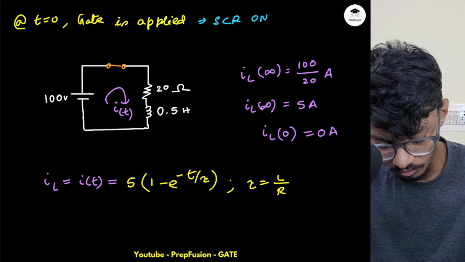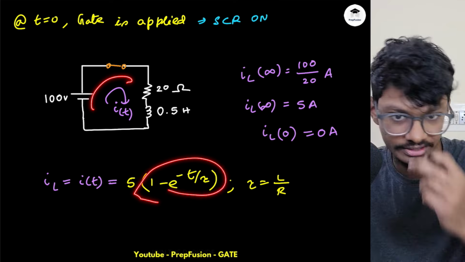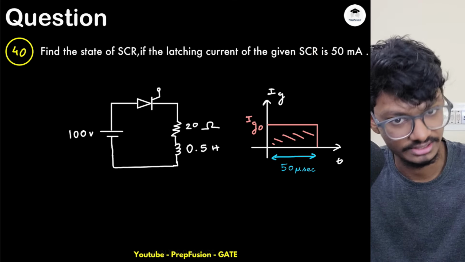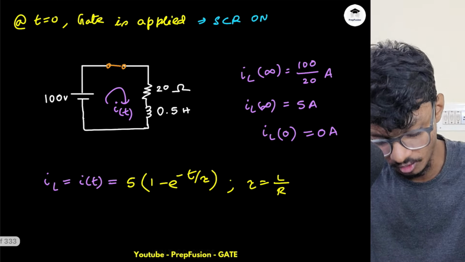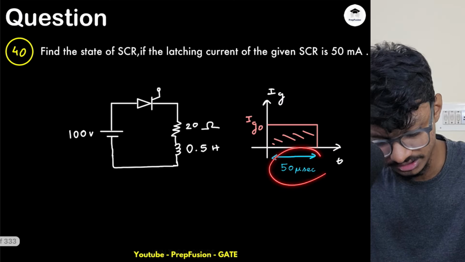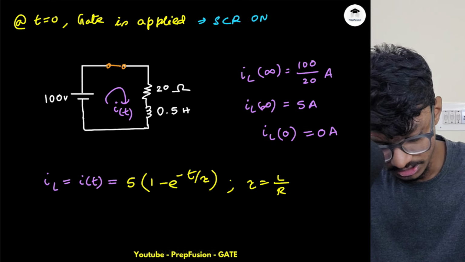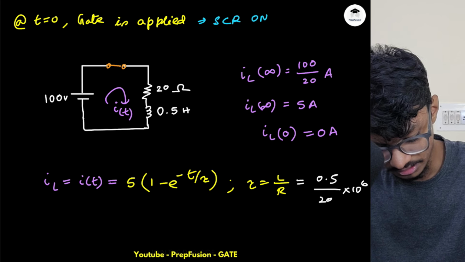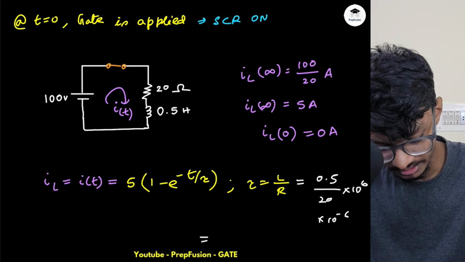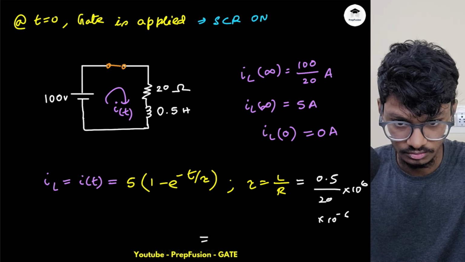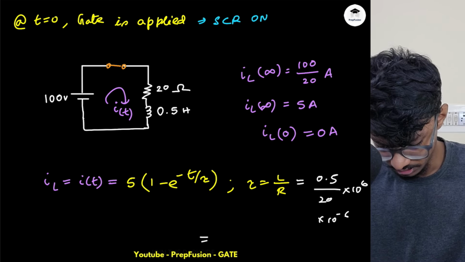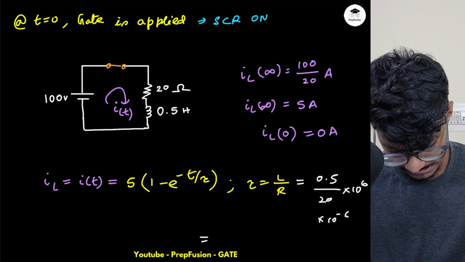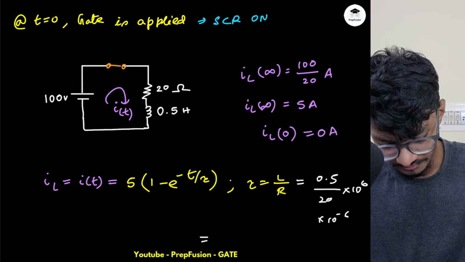So let's now derive one thing. What have they told? The current will only increase, right? It will reach 5 amperes. But I have to check at exactly 50 microseconds whether it is more than the latching current or lower than the latching current. If it is more, then the SCR will be on. If it is less than the latching current, then the SCR will be off. This is in microseconds, so I will write tau in terms of micro as well. L is 0.5, this is 20, and I will multiply by 10 raised to power 6 and 10 raised to power minus 6. Let me just quickly compute this. What will be the value of tau? (0.5/20)×10^6, so it is 25 × 10³, right?